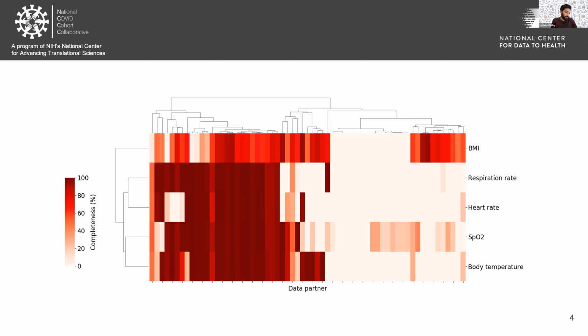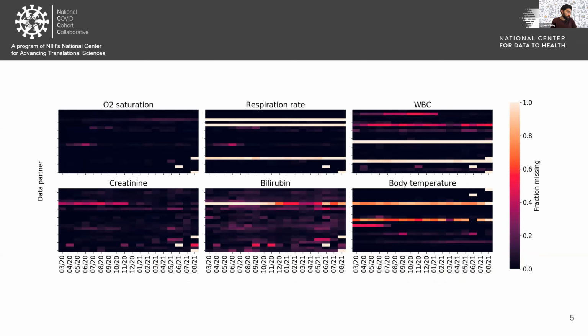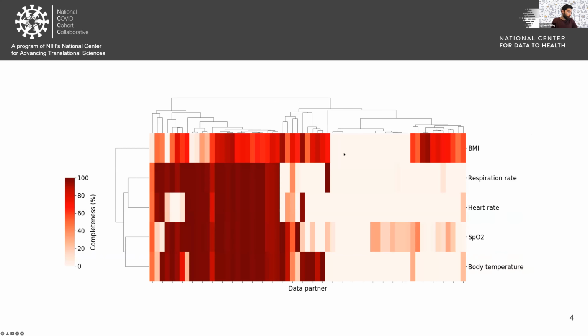Now, concomitantly with this hierarchical clustering, it's important to also consider temporal patterns along with patterns that occur at data partners. So just to go back here, the level we're talking at here is completeness at the level of data partner, but there might be a data partner that meets whatever threshold that you set.